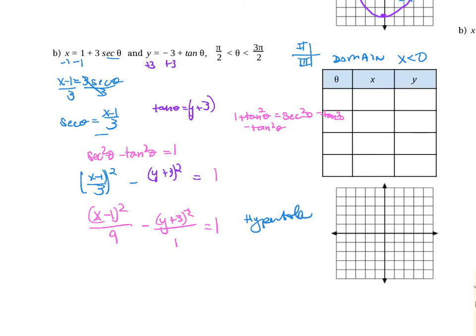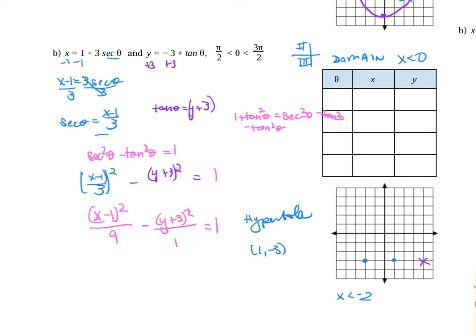Now, thinking of our restrictions, x can only be negative. We know that our hyperbola is centered at (1, negative 3). So here, we know that our a value is 3. That means it's 3 to the left of the center and 3 to the right. Now, in this case, x has to be negative, so really we can disregard this vertex here. We're only looking at the vertex at the left. So we're going to say that x has to be less than negative 2.